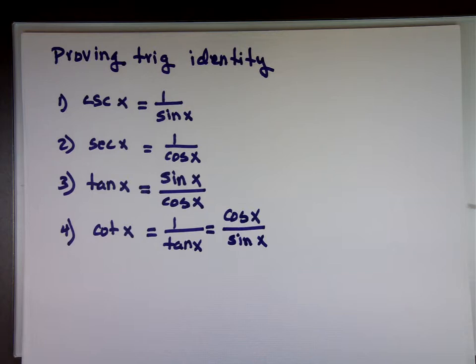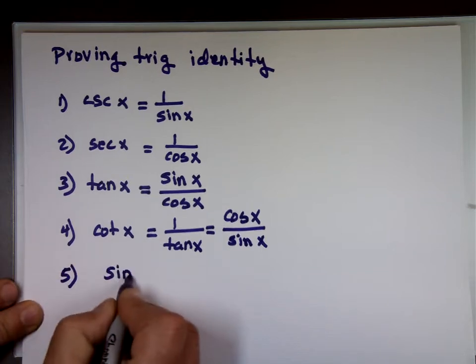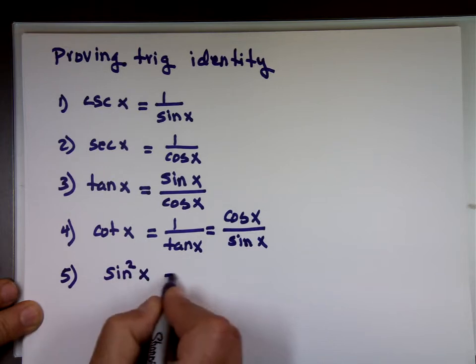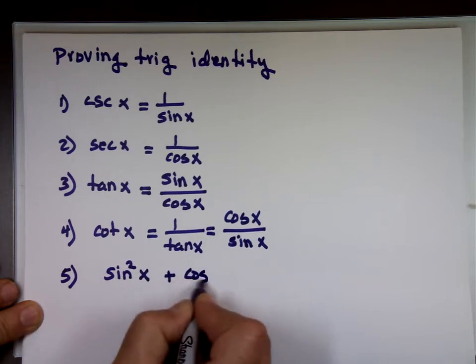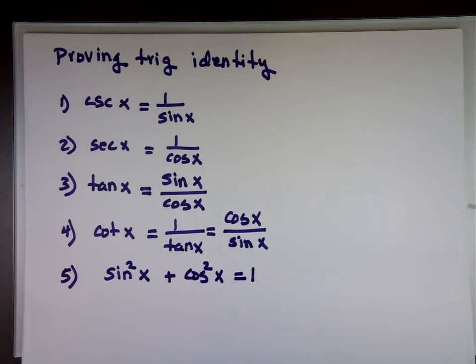And the other one we should know is number 5, and that's sine squared x plus cosine squared x is always equal to 1. Always. Doesn't matter if you're in degree mode, radian mode, any number you want to use, positive, negative, as long as the same number you use for the sine and the cosine, your answer is 1. So don't use sine 2 pi squared plus cosine 3 pi. It has to be the same value.